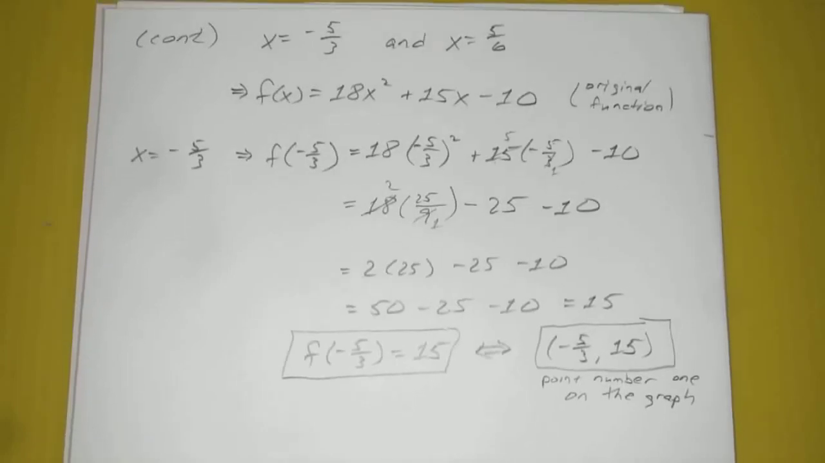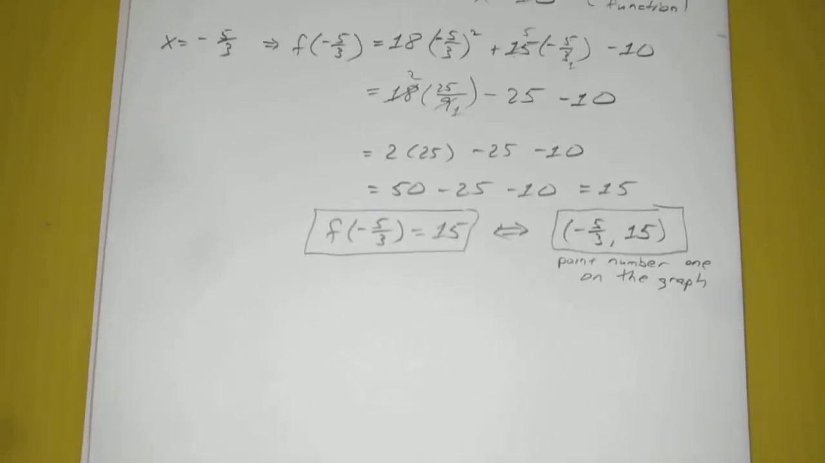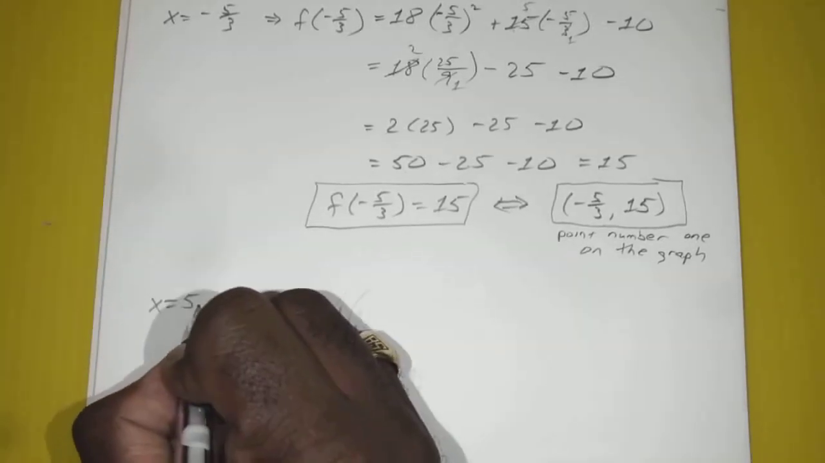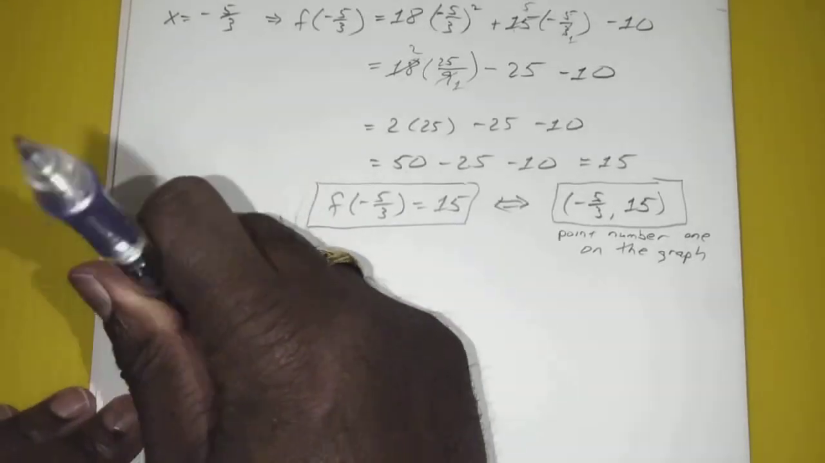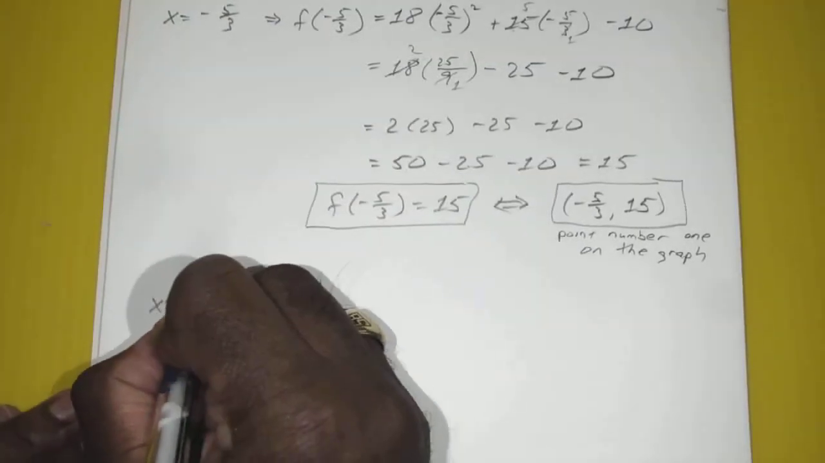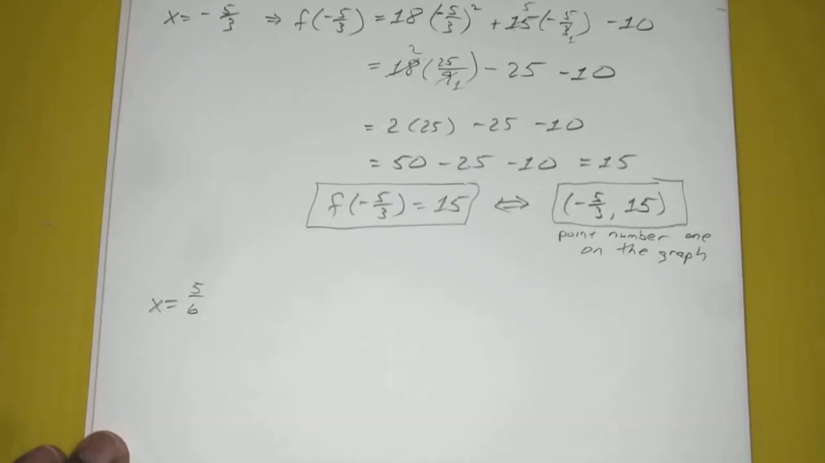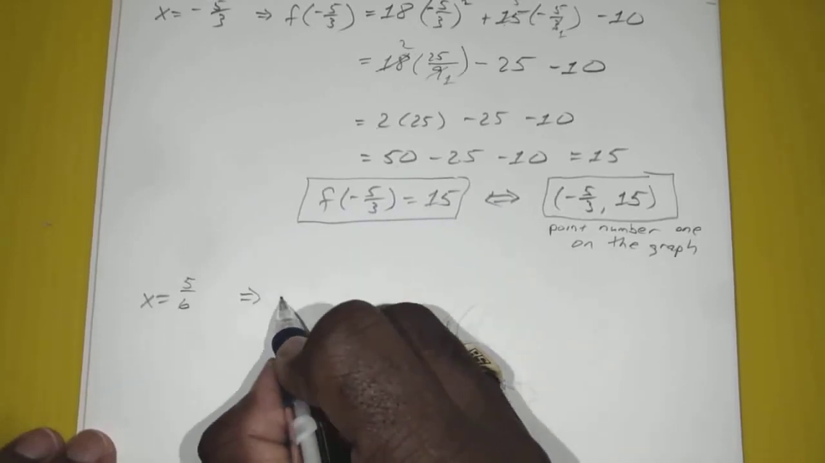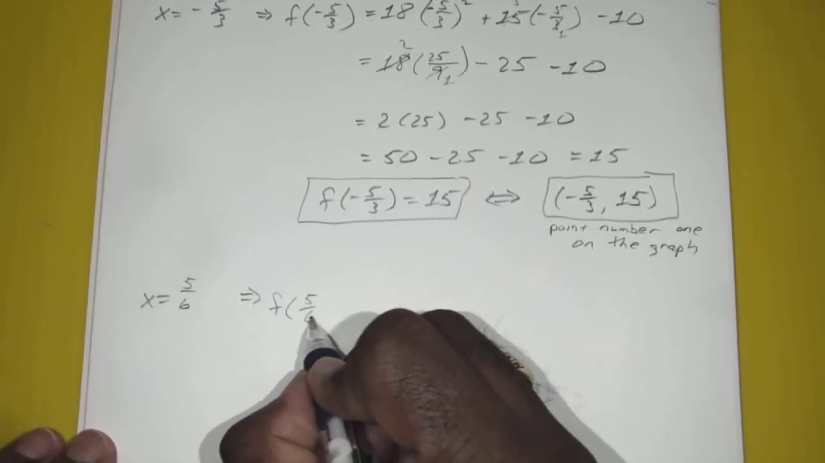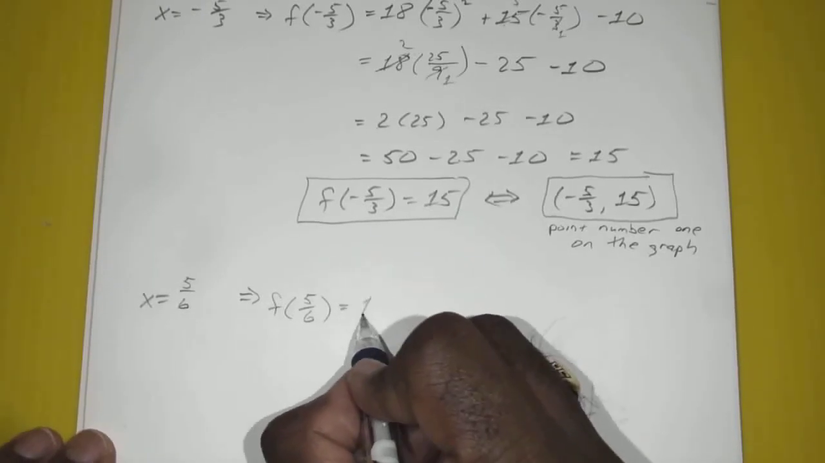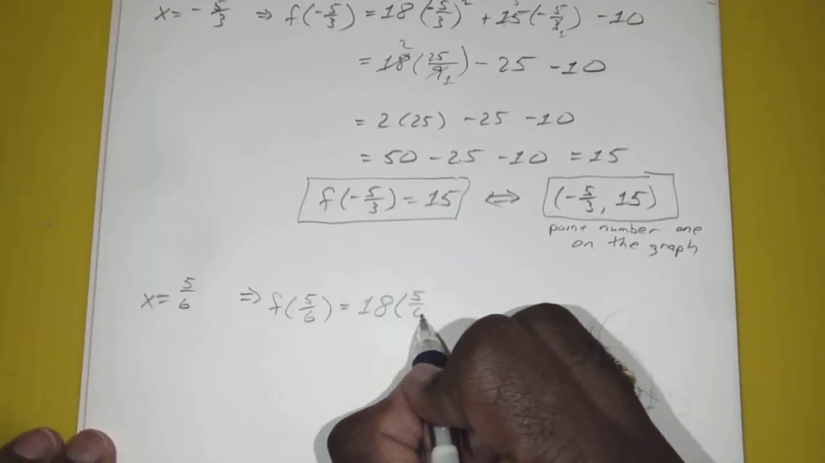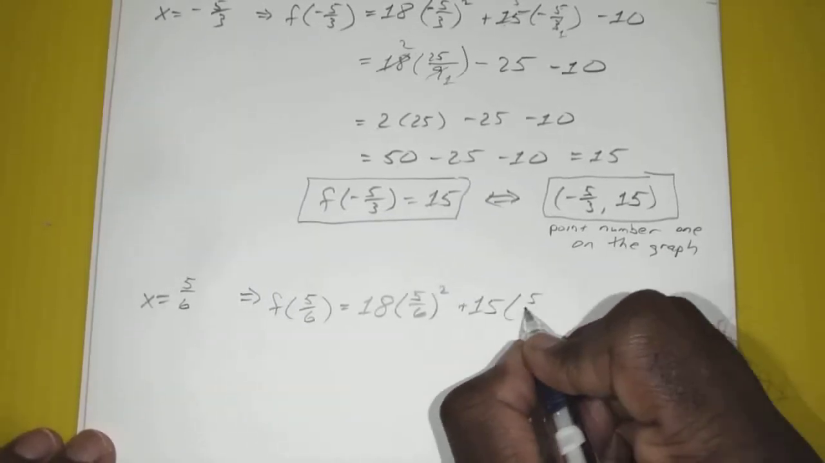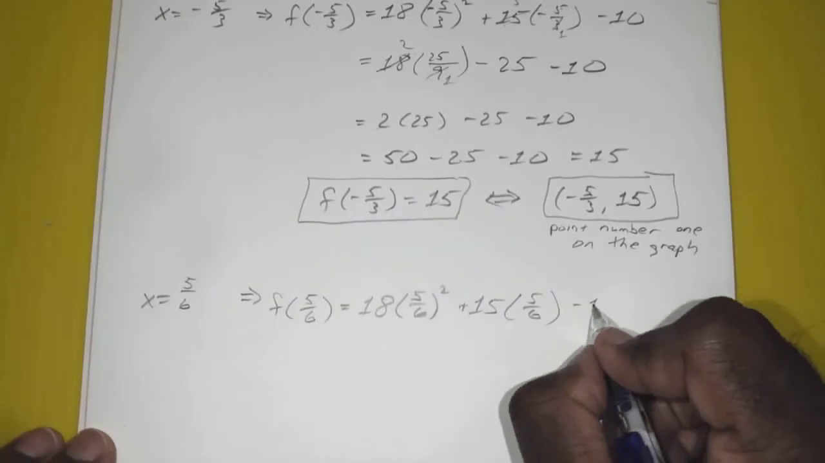Okay. Now if we plug in x equals 5 over 6, bring that up just a little bit. So we plug in x equals 5 over 6. We do the exact same thing. That means f of 5 over 6 is equal to 18 times 5 over 6 squared plus 15 times 5 over 6 minus 10.